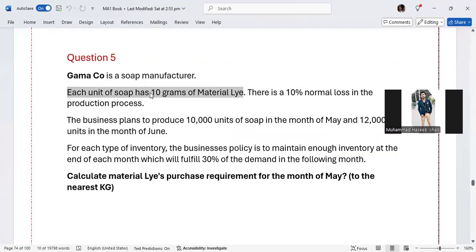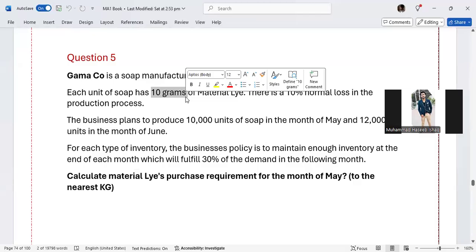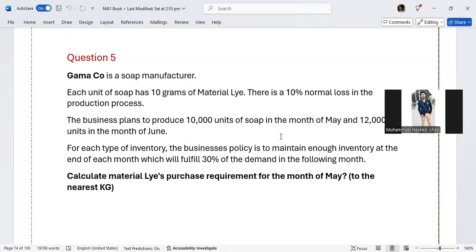This is the output quantity. This 10 grams is the output quantity, because these 10 grams are present in each unit of the soap after the soap has been produced, obviously. So of course, in order to produce a unit of soap which has 10 grams of material L present in it, more material L has to be inputted.